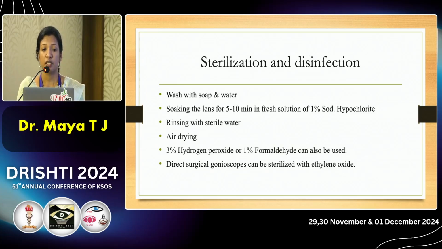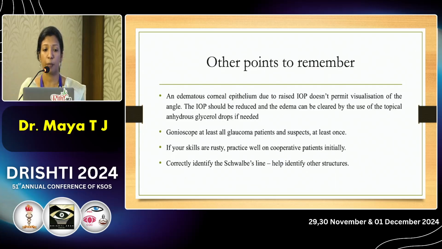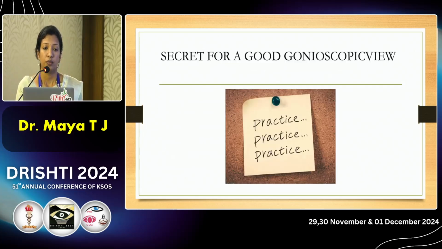Then sterilize the lens. So wash with soap and water, soak in 1% sodium hypochlorite for 5 to 10 minutes, rinse and air dry. The secret for a good gonioscopic view is practice, practice and practice.